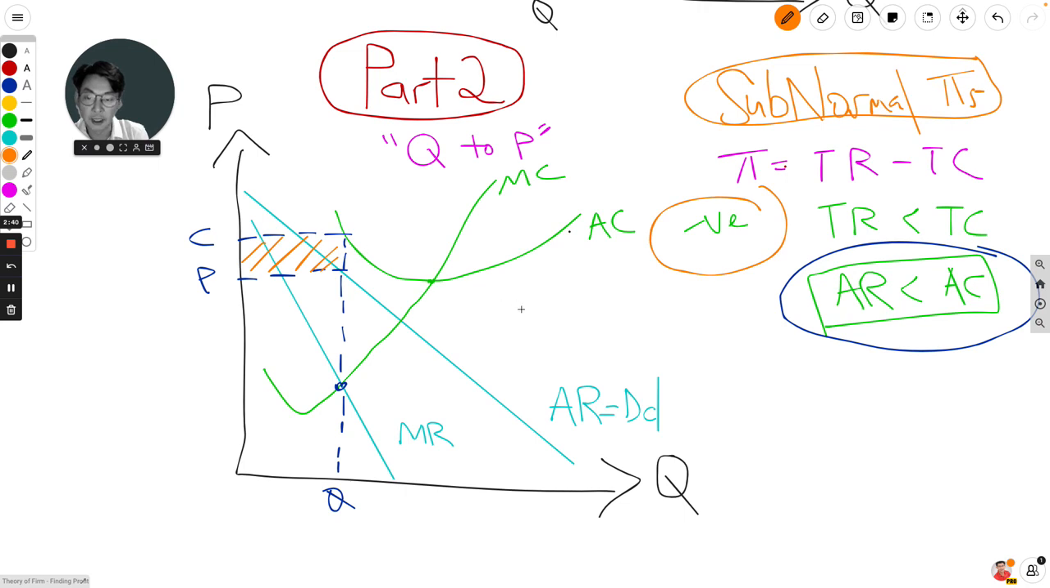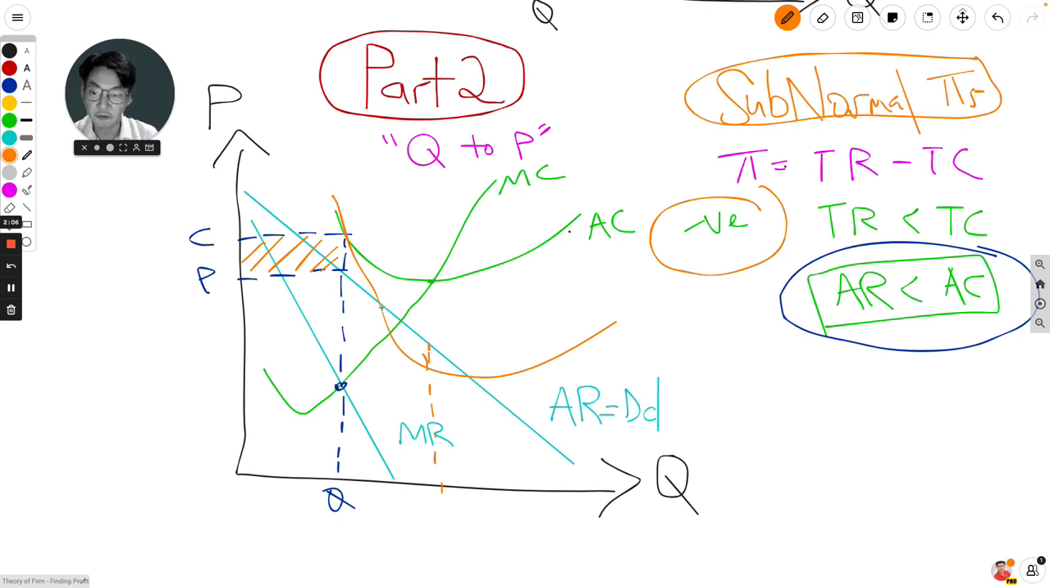If you draw the AC, for example, you have this point, but you draw the AC like that, cannot. Okay, why? Because if you draw the AC like this, it means that, for example, at this Q, actually the firm can earn supernormal. Right? So how come you put the firm here? How come you make the firm earn subnormal, profit maximizing? The firm can earn supernormal. So it's not a correct illustration.